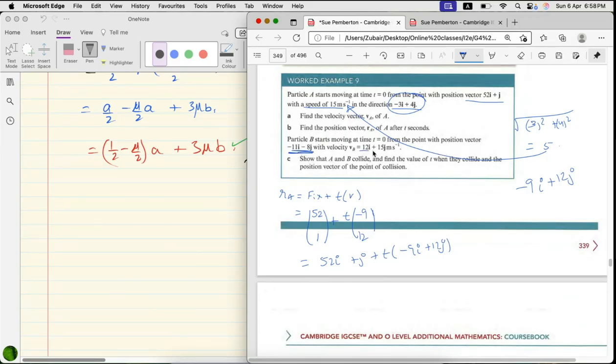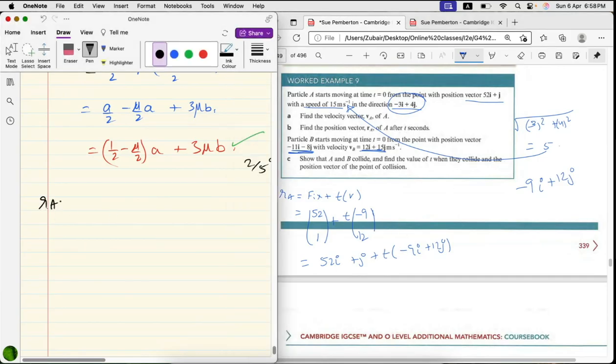Now, particle B starts moving at time t equal to 0 from the point with this position vector. This is the fixed point, and the velocity is given. Show that A and B collide and find the value of t when they collide. The equation for RA is already there: 52i plus j plus t into minus 9i plus 12j. For B, the fixed point is minus 11i minus 8j plus t into 12i plus 15j.